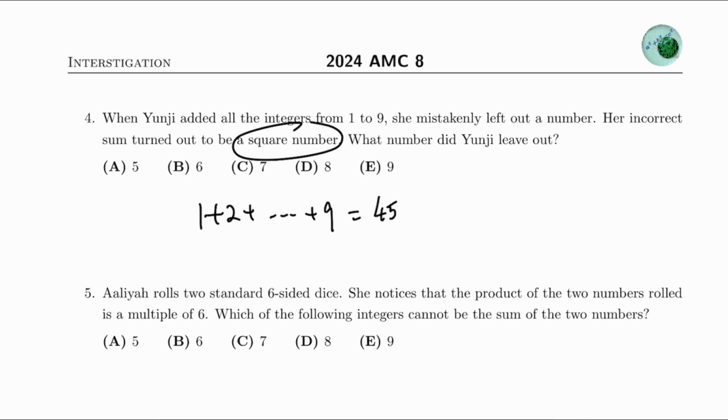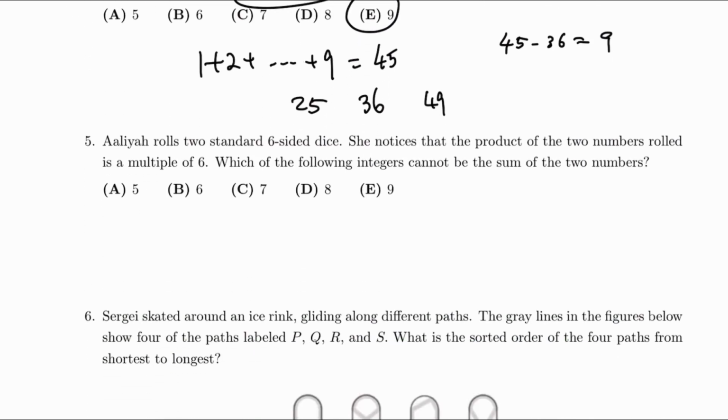And the biggest square number that is less than 45 is 36, because that's 6 squared, and one bigger, 7 squared, is 49. Therefore, the square number has to be 36, because if it's smaller, then clearly we cannot have just left out a single number. Maybe we left out multiple numbers. Instead, it is 45. So now, because we have 36, the number that she left out is going to be 9. If we don't add 9, then 1 plus 2 all the way through 8 is going to be 36. All right, let's take a look at number 5.